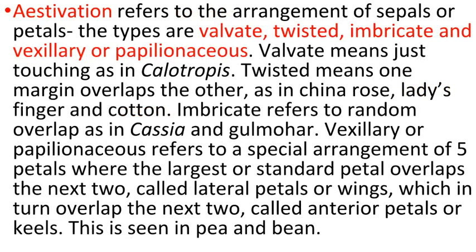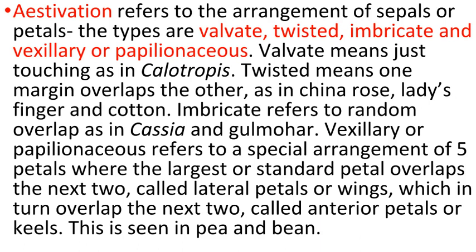Aestivation refers to the arrangement of sepals or petals. The types are valvate, twisted, imbricate and vexillary or papilionaceous. Valvate means just touching, as in calotropis. Twisted means one margin overlaps the other, as in China rose, lady's finger and cotton. Imbricate refers to random overlap, as in cassia and gulmohar.